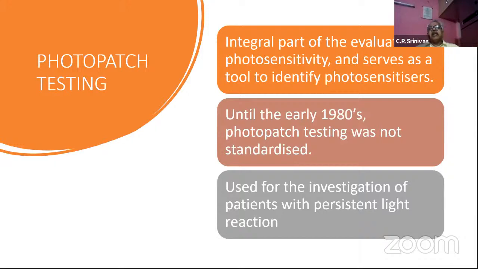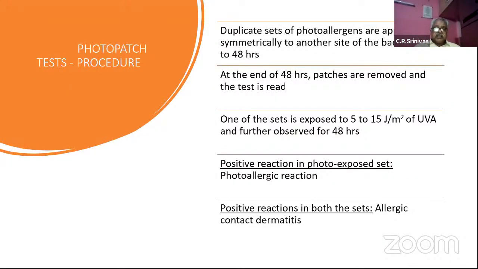And then by this, if both develop reactions, it is allergic contact dermatitis. If only the exposed one develops, at 24 hours itself we will know. If the covered one is negative and the exposed one is positive, then it is photoallergy or phototoxicity. If both are positive and the exposed site is more positive, then most probably it is photoaggravation of the patch test. So this is what we do.